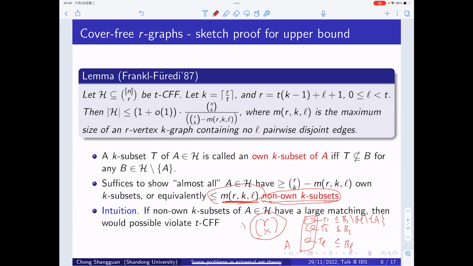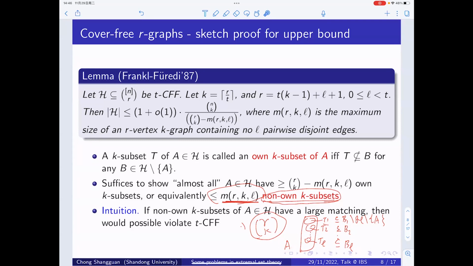So the union of these T_i forms a large fraction of the vertices of A. With a little more effort, you can show that if T1 belongs to B1, T2 belongs to B2, ..., TL belongs to BL, then the set A will violate the T cover-free property.